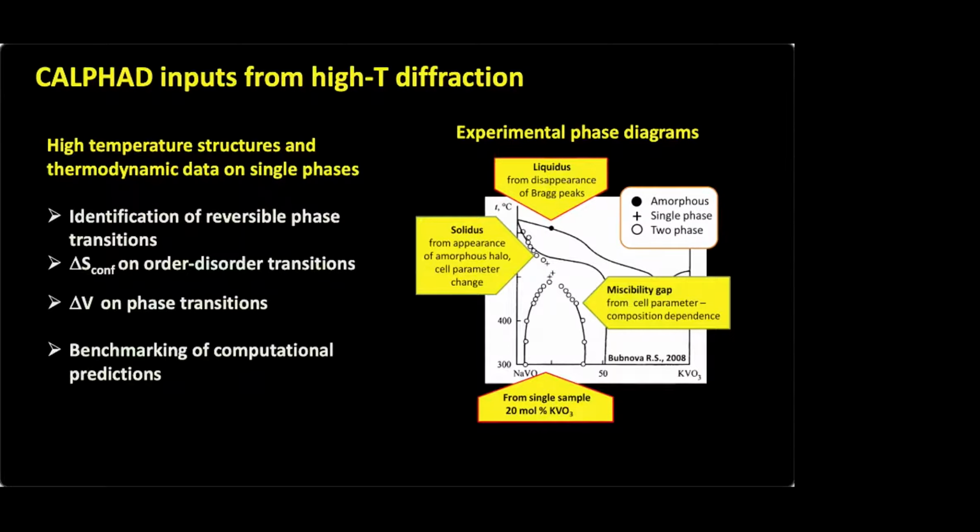Also, volume change on phase transitions is not used in current CALPHAD. It's very helpful to compare with ab initio computations, because while cell parameters are known to differ from experiments, volume changes are much more accurate. Also, experimental phase diagrams can often be determined from very few compositions if you have high temperature diffraction capabilities and some knowledge of the system. So in this example, you can see the shape of the miscibility gap and liquidus and solidus identified from a single sample.